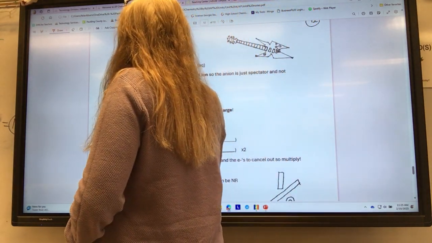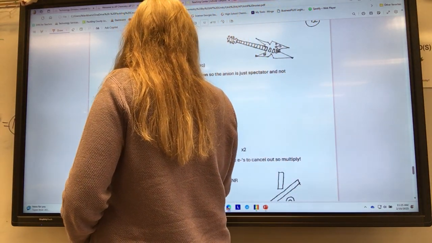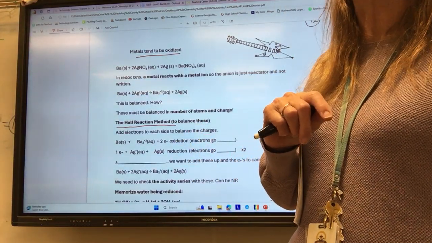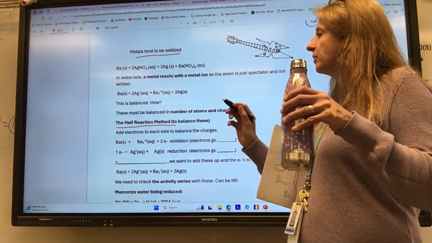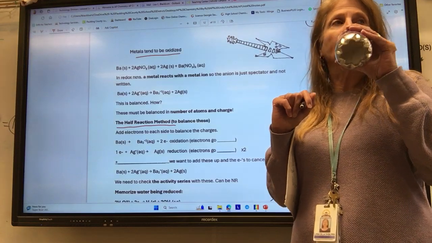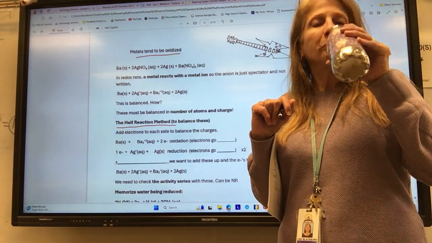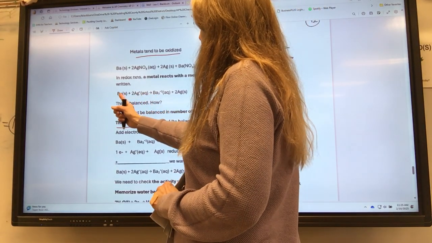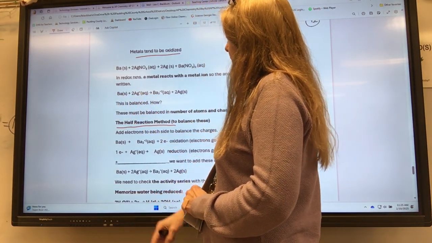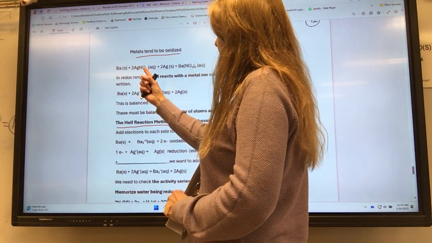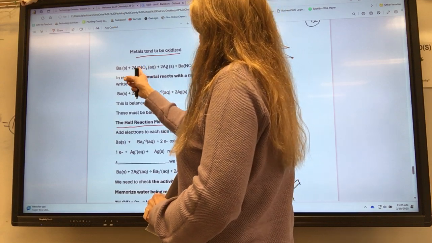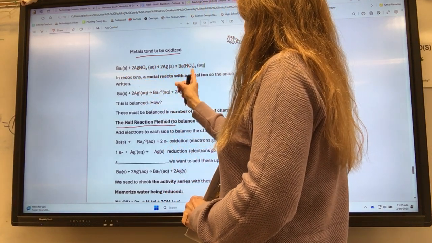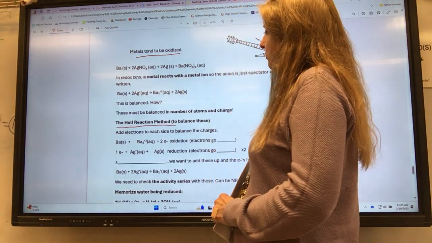And how you balance redox reactions is a little different than regular things, because you have to balance the charge and the number of atoms, and how you do it is called the half reaction method. I'll show you. Okay, so here's our thing. We got barium ions reacting with silver nitrate. It's aqueous, so that's really broken up, making silver solid and barium nitrate ions, so that's really broken up.